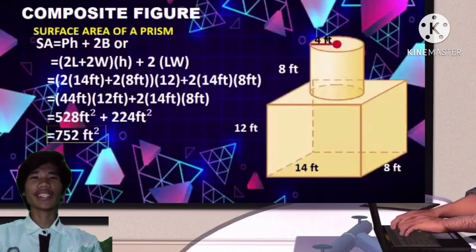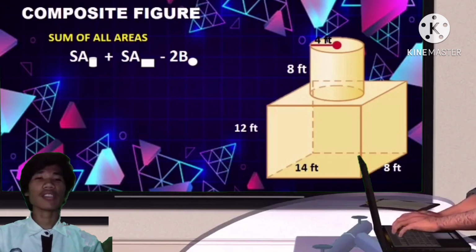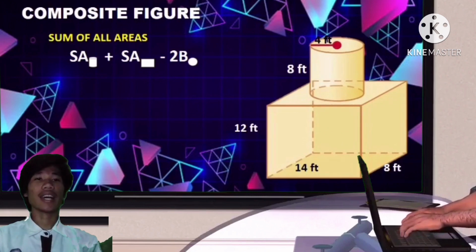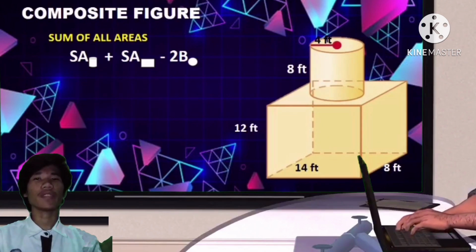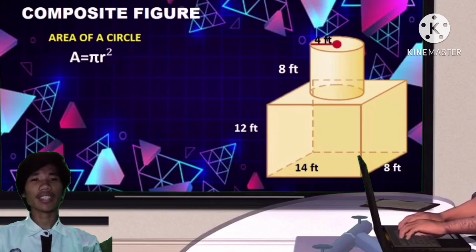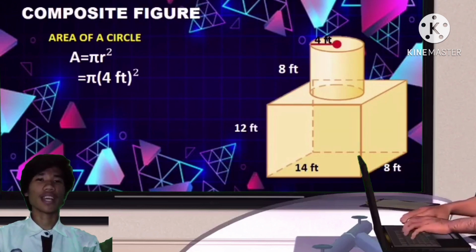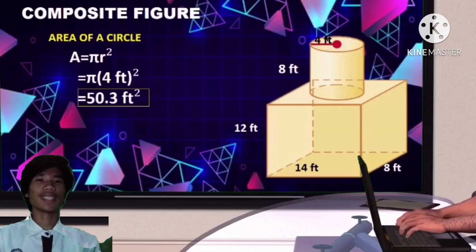Last, we will sum up all the surface areas we got, and we will subtract twice the base area of the cylinder. Why? Because the surface area of the composite figure is the sum of all areas on the exterior of the figure. So we need to subtract the two circles which are at the interior of the figure. So let's start to find the area of a circle. The area of a circle is pi r squared, and we have 4 feet of radius, so we have 16 pi, or equals 50.3 feet squared.